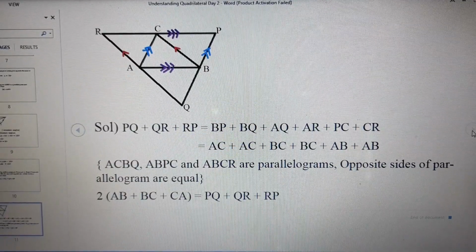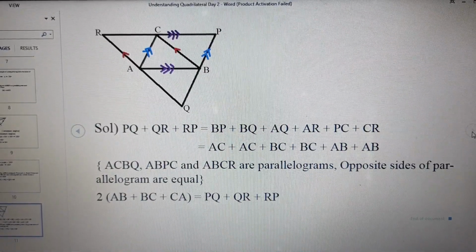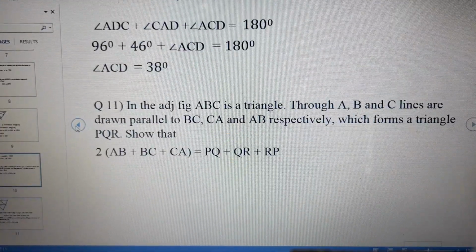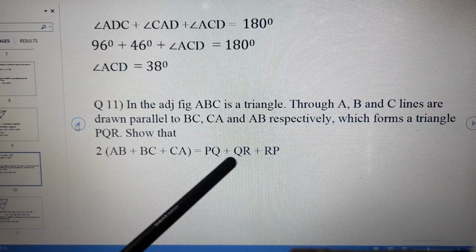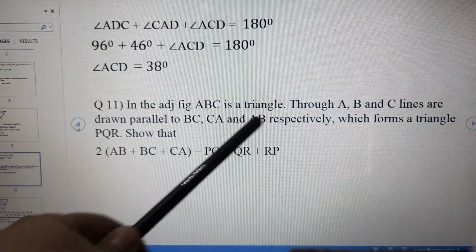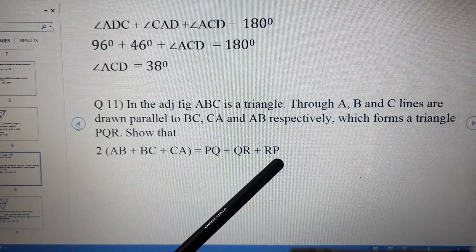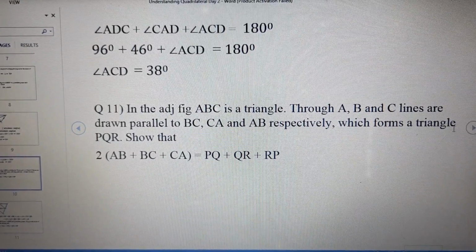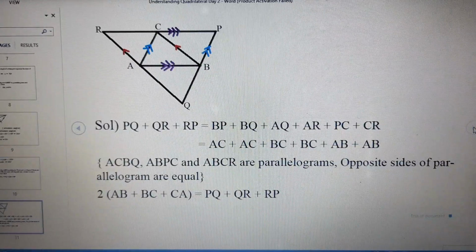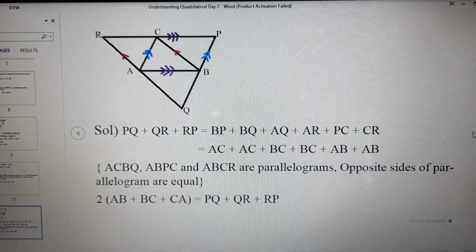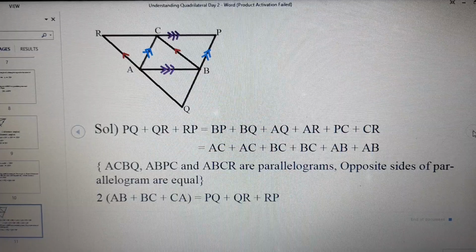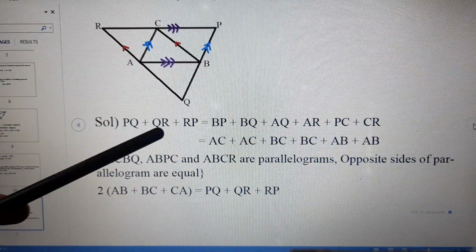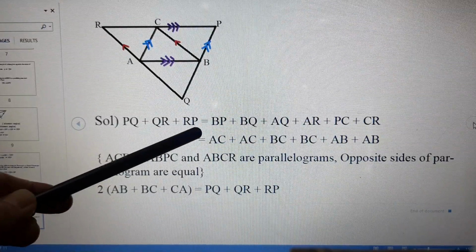Fine. So let us take the LHS of the proving portion. We were supposed to prove something. This is the LHS, this is RHS. I have taken RHS and I'll solve it and I'll get this. Okay, this is the method of proving a question. You should take either LHS, solve it, get RHS, or you take RHS, solve it and get LHS. So I have taken RHS: PQ plus QR plus RP.